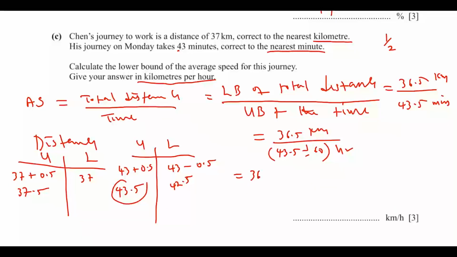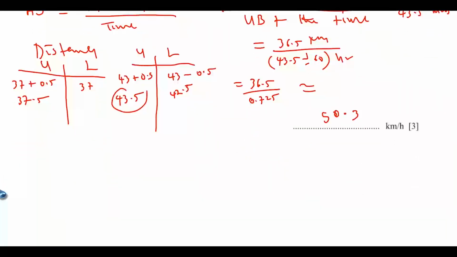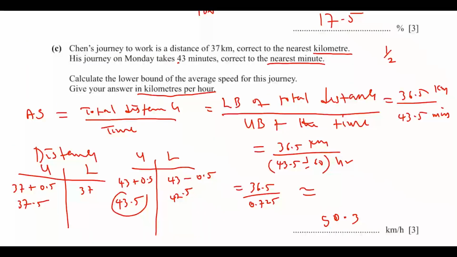You have 36.5 divided by 0.725. If you divide this by this, it should be 50.3 to 3 significant figures. So that is 50.3 kilometers per hour. So that is how you treat a question like this.